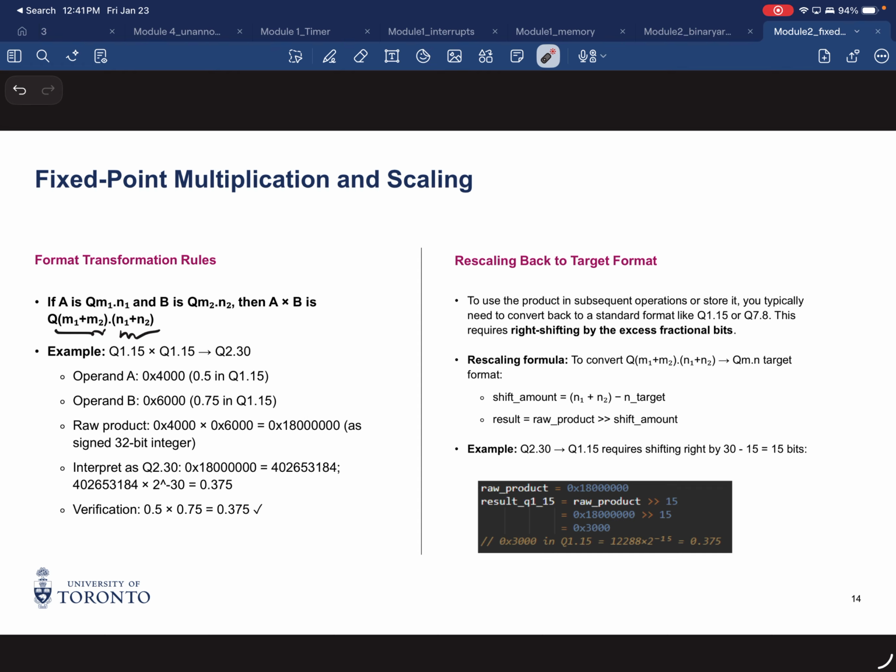But if you don't know that and say, oh, I have two Q1.15s multiplied by each other, I know it's going to be 32 bits, but I'm going to interpret this as Q1.31, for example, then this would be a completely wrong result, right? So you have to know what format your result should be, and interpret it accordingly.